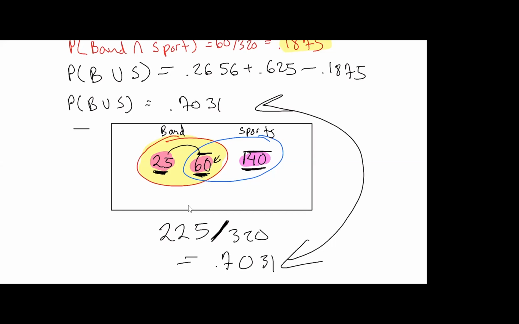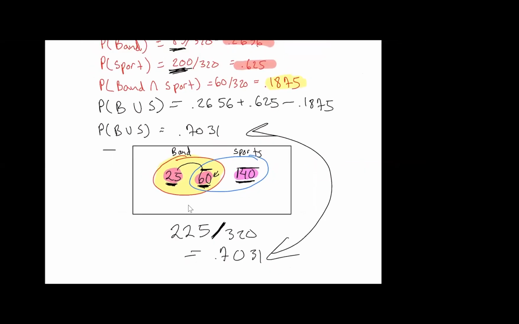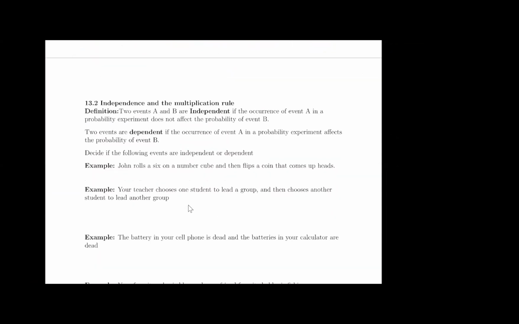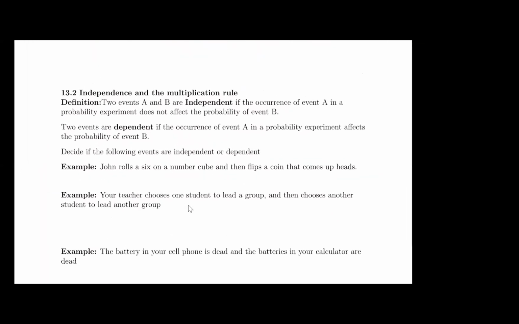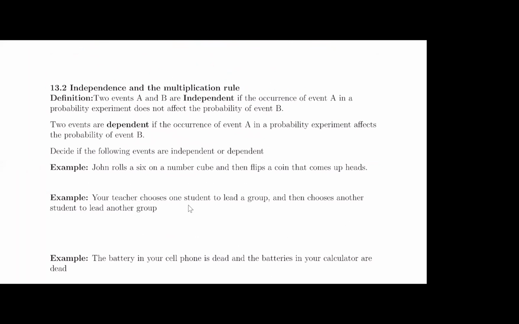Any question for the second problem? All right, so let's scroll on down. Okay, so up next, we're getting to 13.2. So for 13.2, we're going to start doing something called the multiplication rule. And the multiplication rule, we usually do this for independent events. So the first thing we're going to get into is, what are independent events?